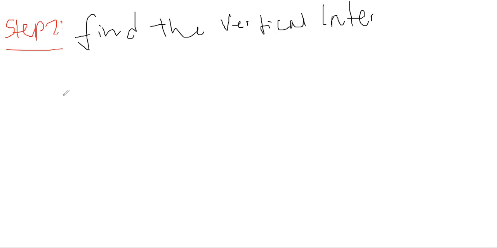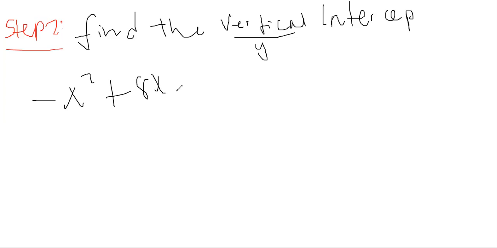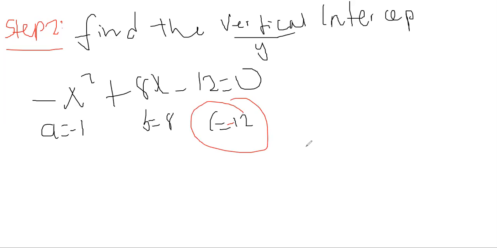And we always said that when you have a quadratic equation like this, plus 8x minus 12, equals 0, then we know that a is minus 1, b is 8, and c is minus 12. And we said that our intercept is always what? The c. So the intercept is minus 12, the vertical intercept.